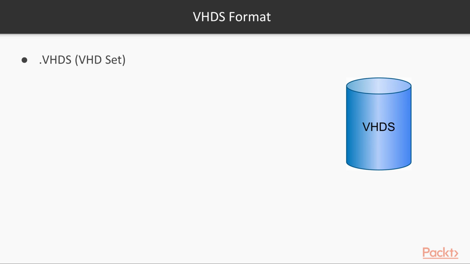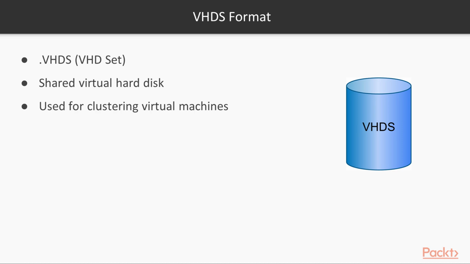The VHDS format, introduced with Windows Server 2016, is known as a virtual hard disk set file. The VHD set file is a shared virtual disk for the clustering of virtual machines. The VHDS file is what virtual machines connect to, while an AVHDX file is what actually contains the data. More on AVHDX files later.